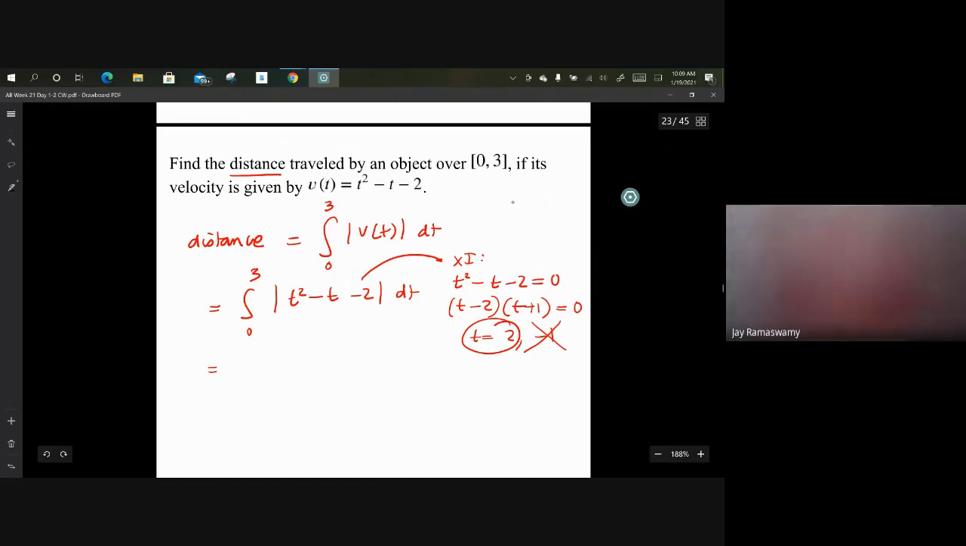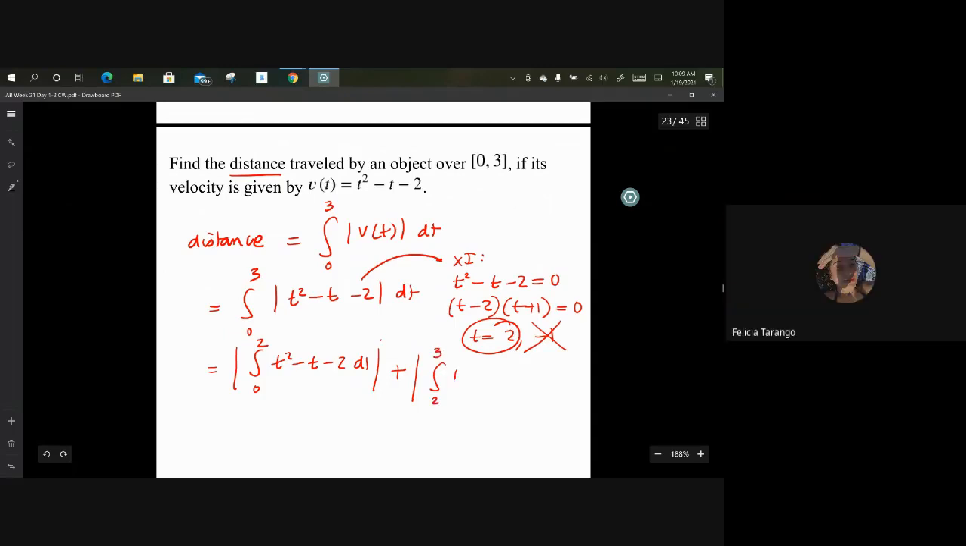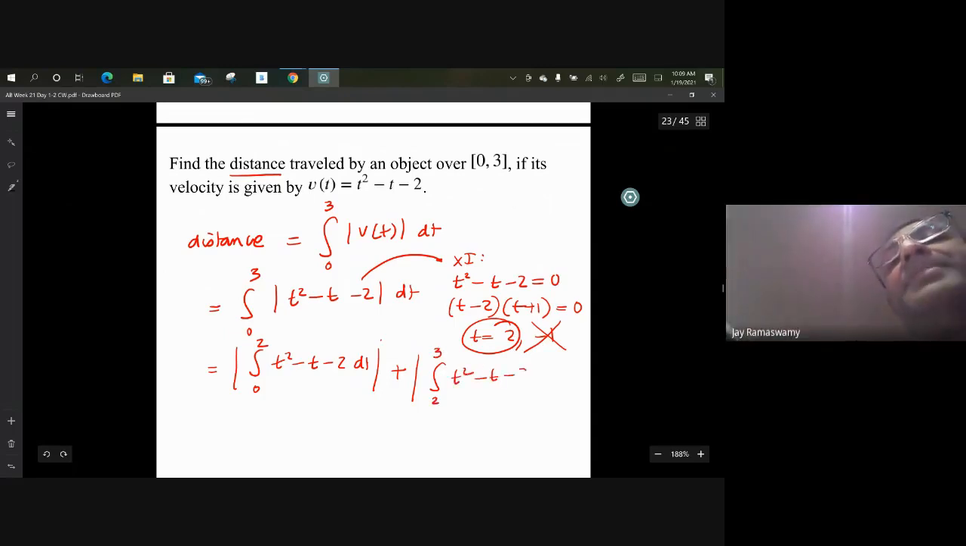So let's break it up. The absolute value is outside: the integral from 0 to 2 of the absolute value of t squared minus t minus 2 dt, plus the integral from 2 to 3 of the absolute value of t squared minus t minus 2 dt.